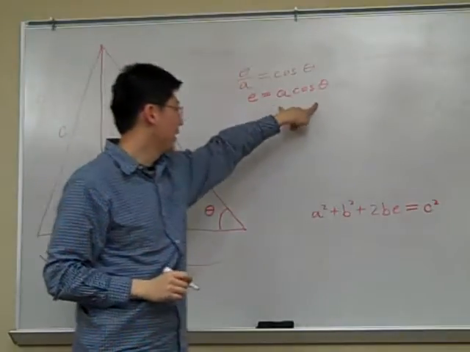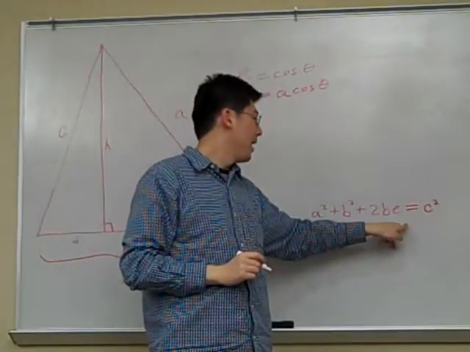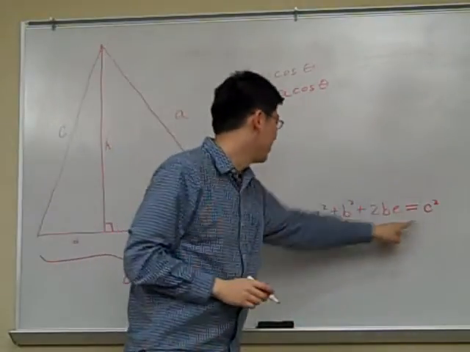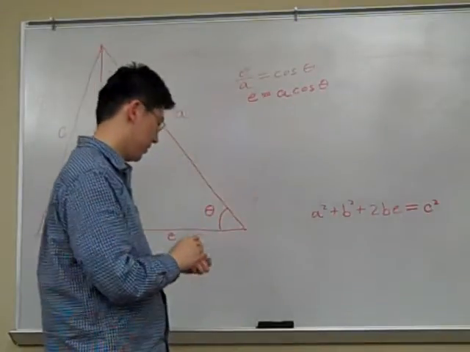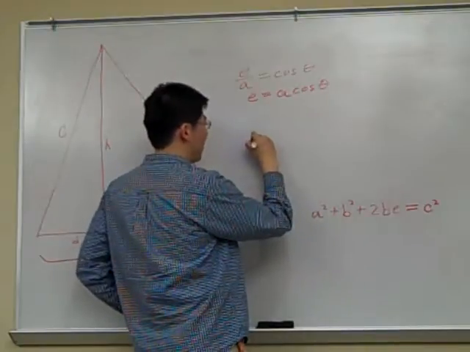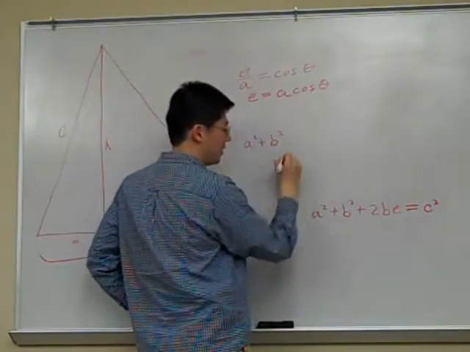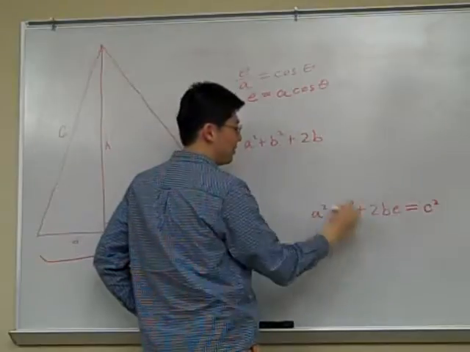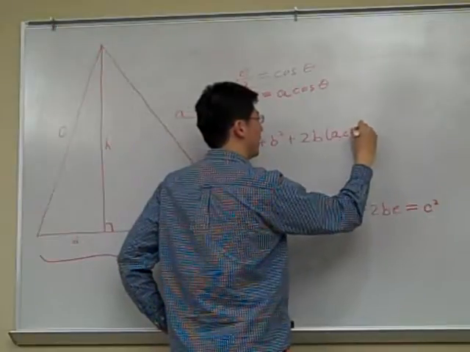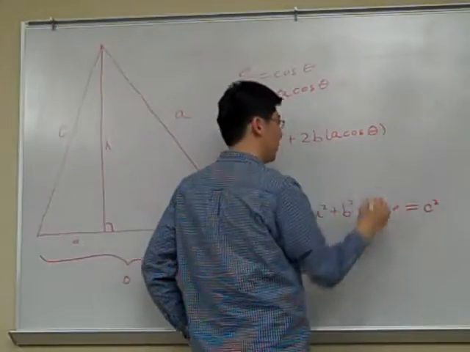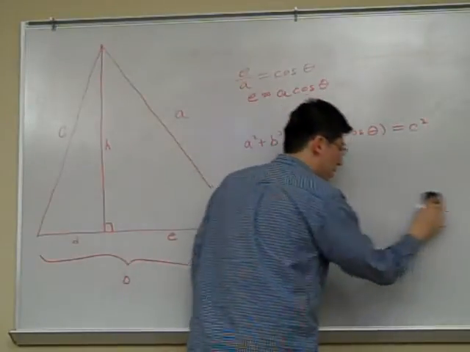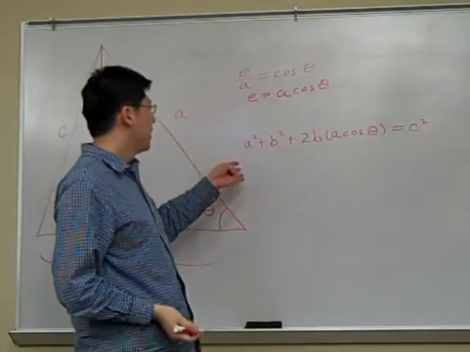So what we have to do now is just plug e into this formula, and we should be able to completely obtain c squared from just a, b, and theta. So, well, let's do that. Everything is still the same: a squared plus b squared plus 2 times b. But now we can substitute in this whole expression for e, which is going to be a cosine theta, and then that's going to be equal to c squared. Okay, we'll just erase this. And yeah, so that's pretty much it.